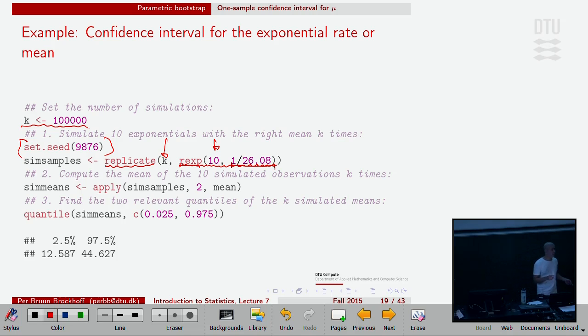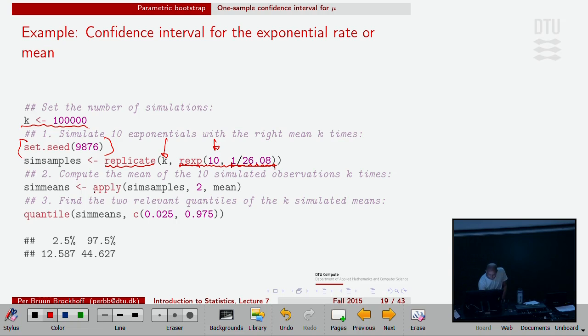I don't rely on theory telling me how the mean of 10 exponentials behaves. Could I find a probability distribution to do my statistics? Yes, probably some people could. But hey, I don't care. I don't want to take the class. I just do it myself. One line in R, and I've done it.